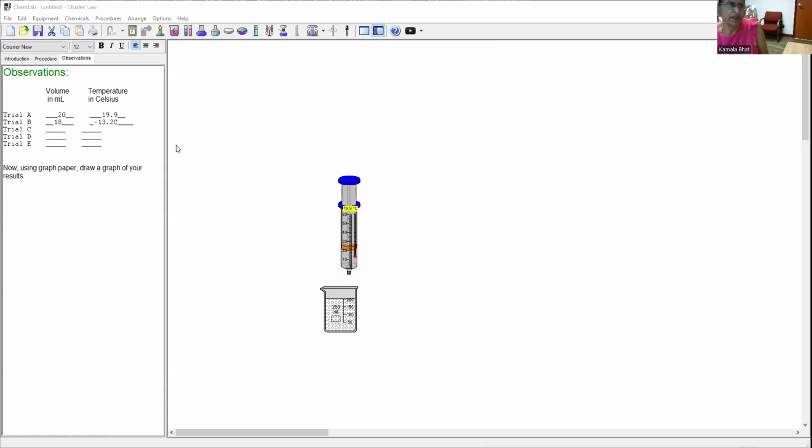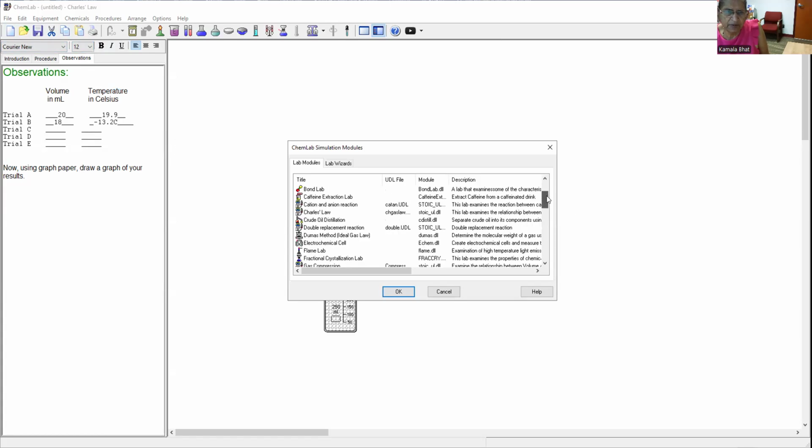And that is the Chem Lab. So we'll open the Chem Lab and then go to the file, open a new one, and go to the weak acid-base titration over here.